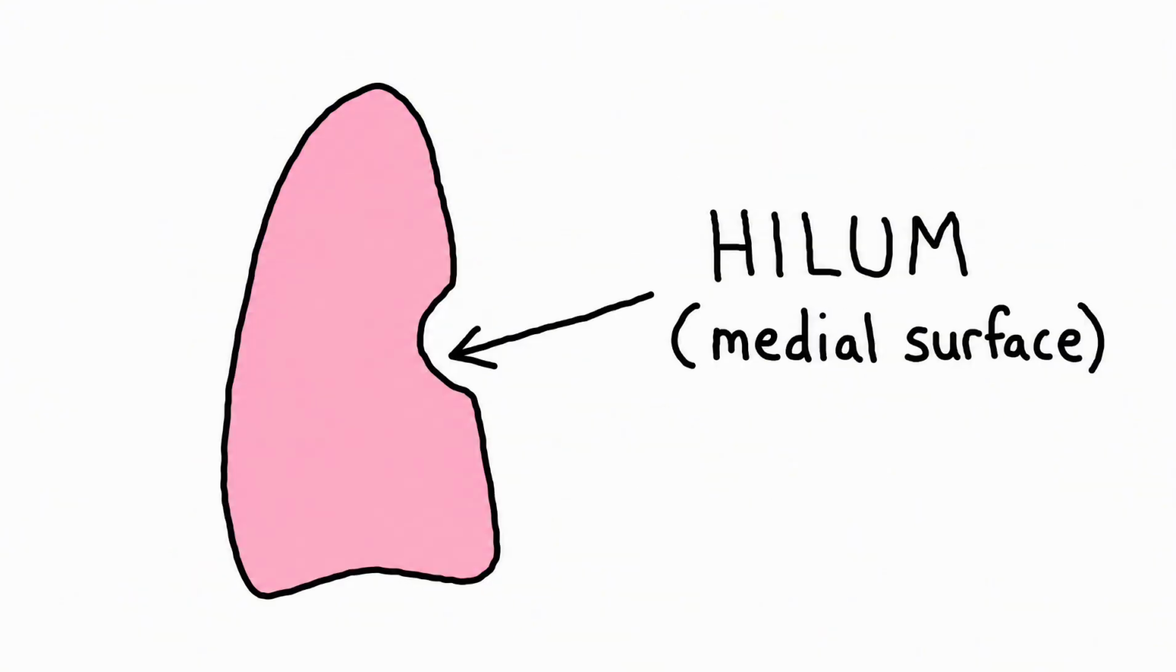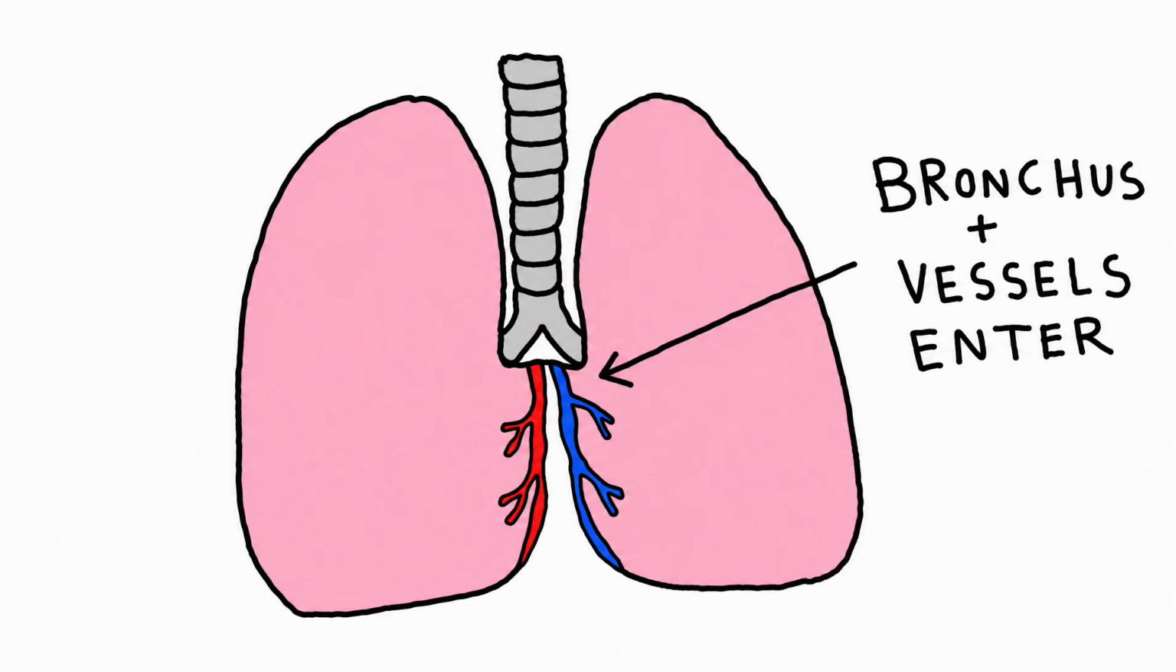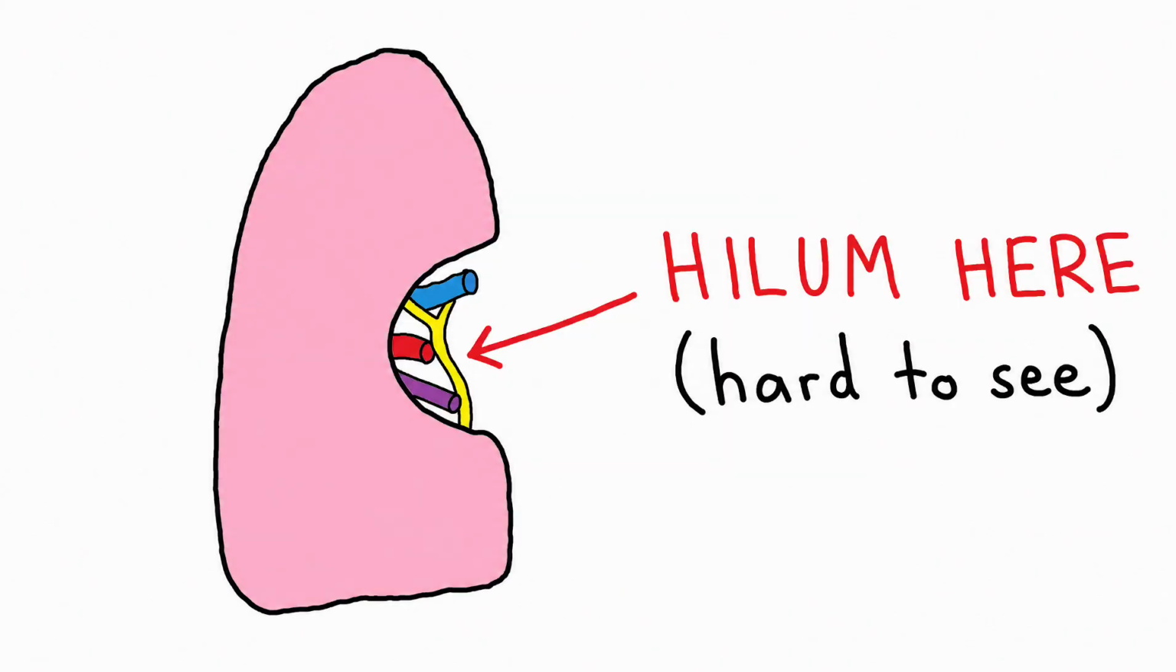So this is a transverse section. Here, the hilum is going to be the region on the medial surface of each lung through which the bronchus and the large blood vessels will actually enter. But here, you can't really see the hilum. It's just basically the medial surface. So the hilum would be right here, but you can't really see it as well.